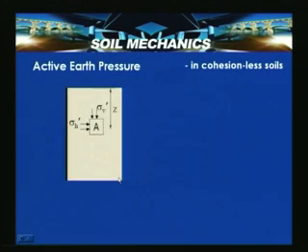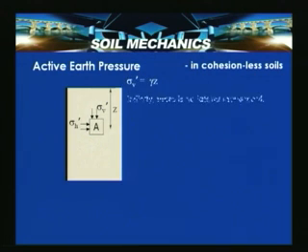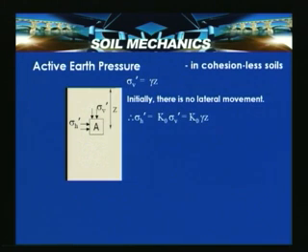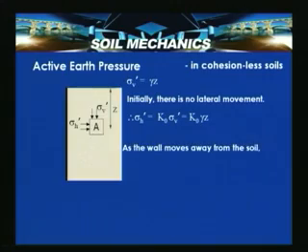In active earth pressure and in cohesionless soils, particularly for granular soils. So, what we have seen here is that sigma V dash, that is at a particular depth z, and sigma h dash, that is the horizontal stress, where sigma h dash is equal to K naught sigma V dash, which is nothing but K naught gamma z, where z is the depth and gamma is the unit weight of soil.